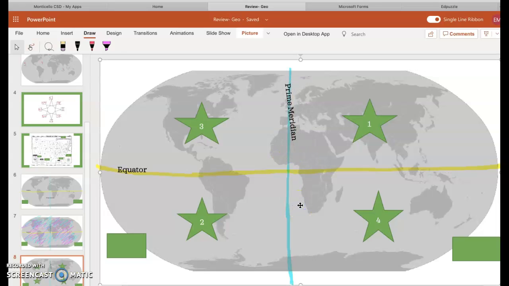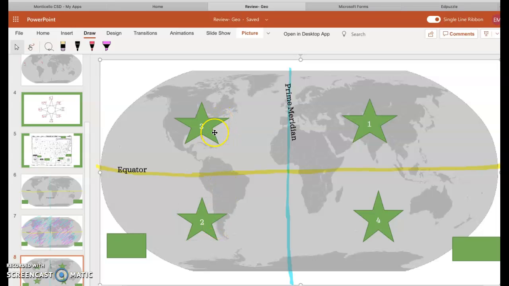Okay, so we just spoke about the 4 hemispheres of our globe. I'm going to call out a number, and you need to identify which 2 hemispheres does it fall into. So, number 1. Which 2 hemispheres is number 1 in? Okay, so it is in the northern and eastern hemisphere. Number 2. Which 2 hemispheres is number 2 in? Good, the southern and western hemispheres.